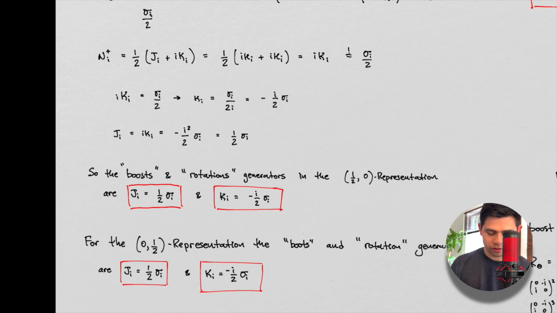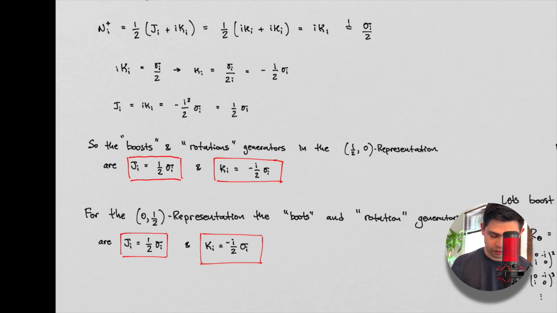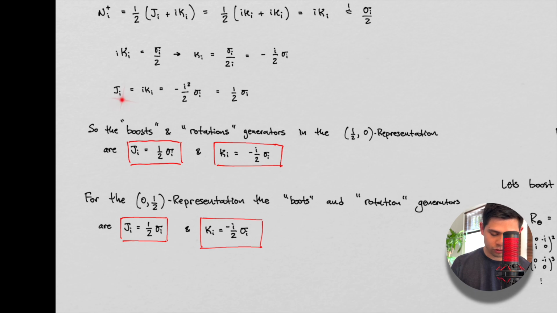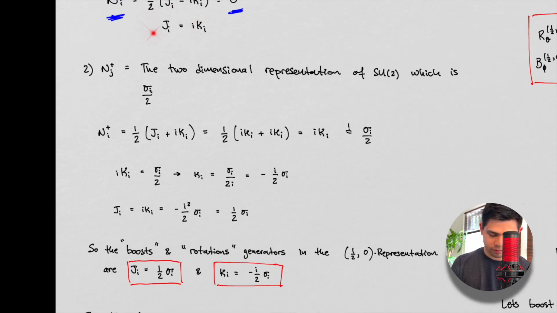Okay, so things are a little bit esoteric right now. We're just going through some algebra, but we're slowly getting to the point here. All right, so we have our Ji. Well, that equals this guy up here. Okay.